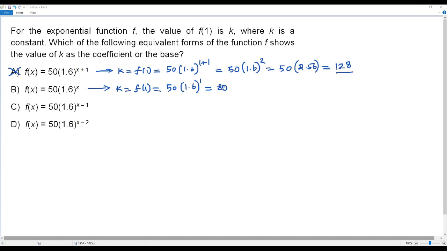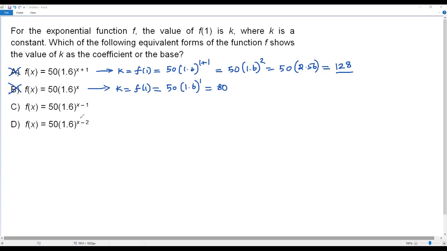Here I got the value of k for the function f of x in answer choice B. And I don't see this value of k, that is 80, as the coefficient or base over here. So the function f of x in answer choice B does not show the value k either as a coefficient or base. We can reject answer choice B as well.